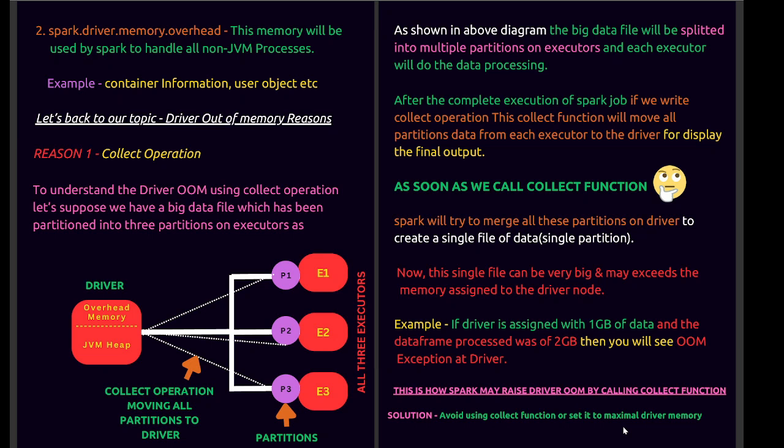Second kind of driver memory could be driver.memory.overhead. This memory will be used by Spark to handle all the non-JVM processes like storing the container information, storing the user objects, etc. If you want to get detailed knowledge on the types of memory, I would suggest you refer to my previous video on Spark memory management. Let's get back to our topic.